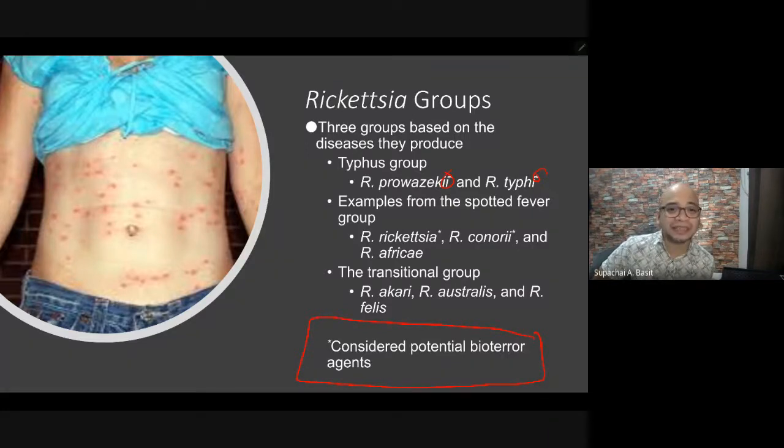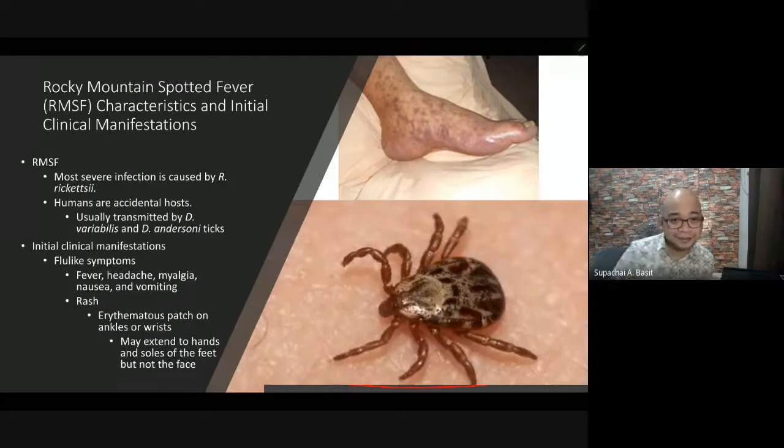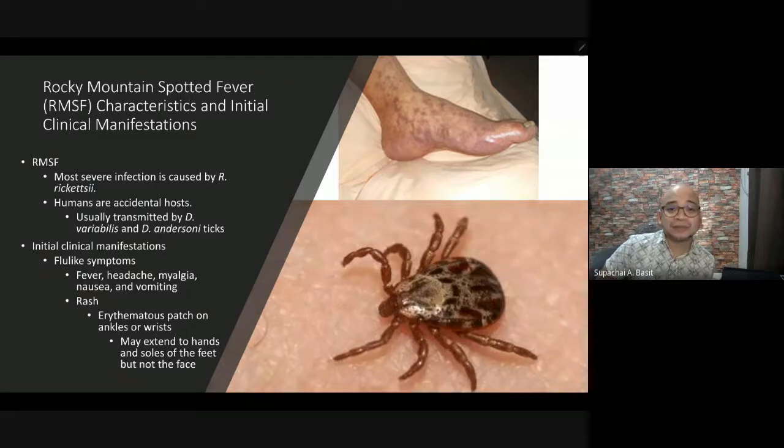Okay, so these are the different groups, and the ones that you can see here in the illustrations are examples of spotted fever. These are the rashes of the spotted fever. And then we also have the Rocky Mountain spotted fever. This was the first type of etiologic agent that was discovered by Dr. Howard Taylor Ricketts.